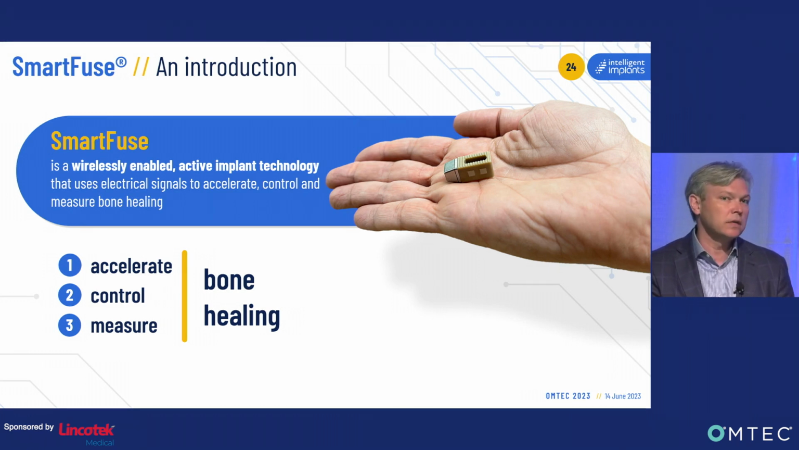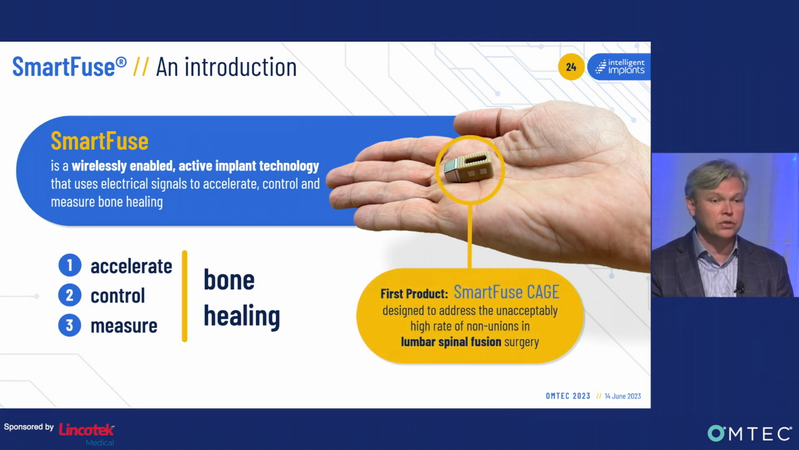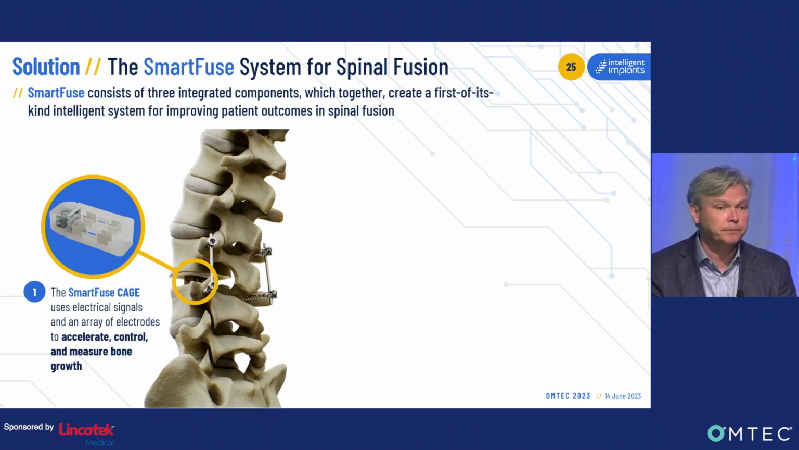This is a technology that could be applied broadly across orthopedics, almost any implant where you want to accelerate healing and be able to keep track of that healing. But you're going to see a common theme here that we're starting in spine. Our first product is called the SmartFuse Cage. It's an interbody spacer that has our technology embedded in it.